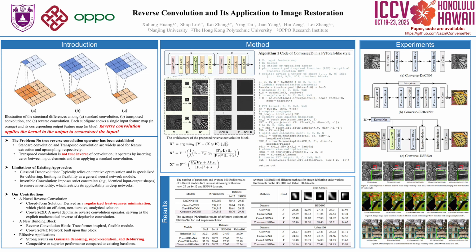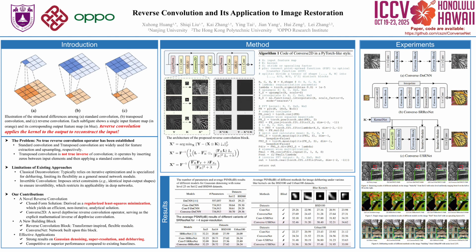Previous approaches have significant limitations. Classical deconvolution methods require iterative optimization and are specialized for specific tasks like deblurring. Invertible convolutions impose strict constraints, such as requiring identical input-output shapes, which limits their use in deep networks. We needed something better, something that could serve as a true mathematical inverse while being flexible enough for modern neural architectures. So, how did the researchers solve this?